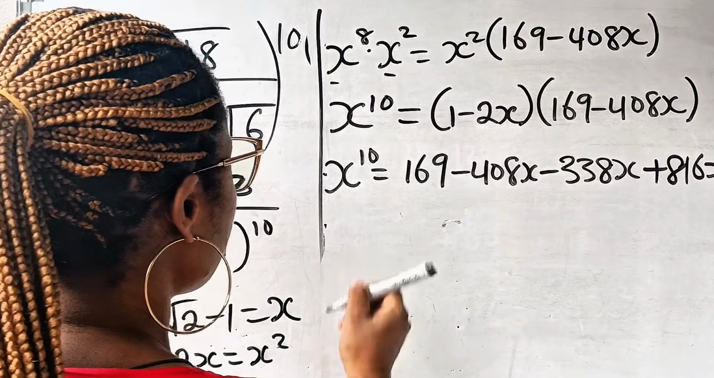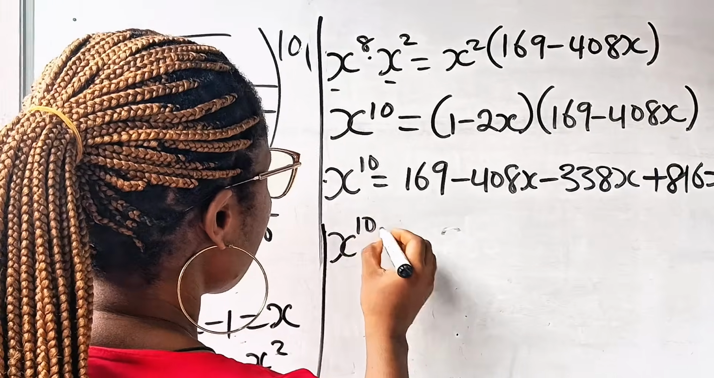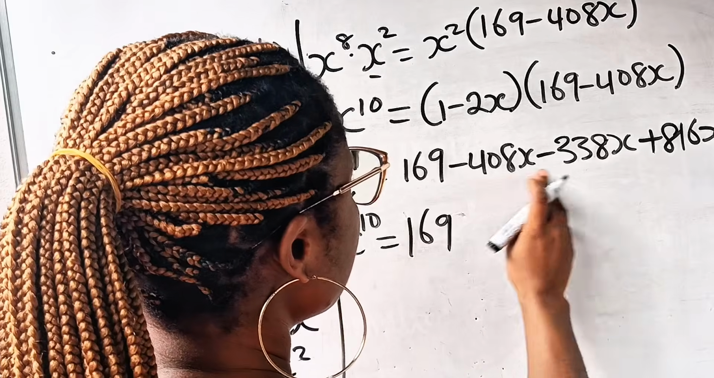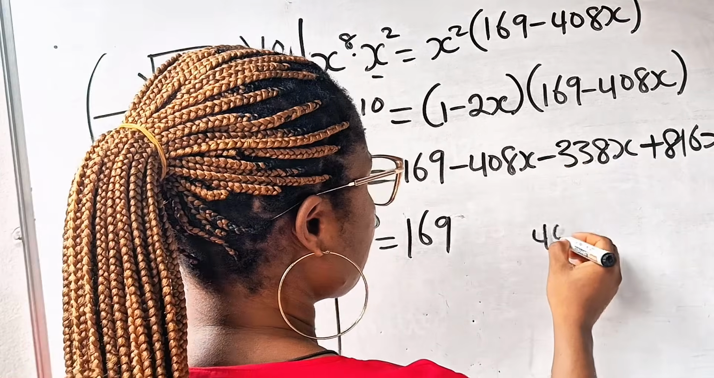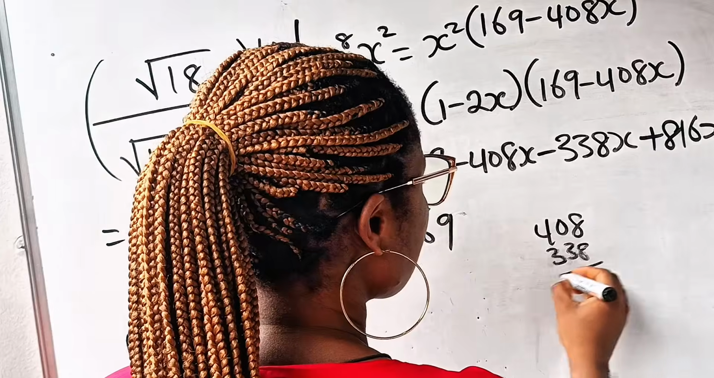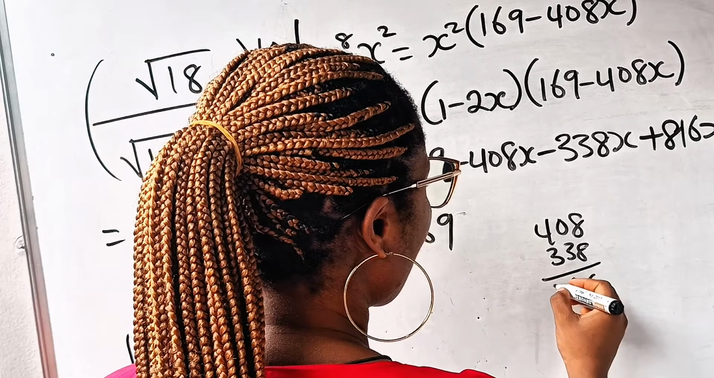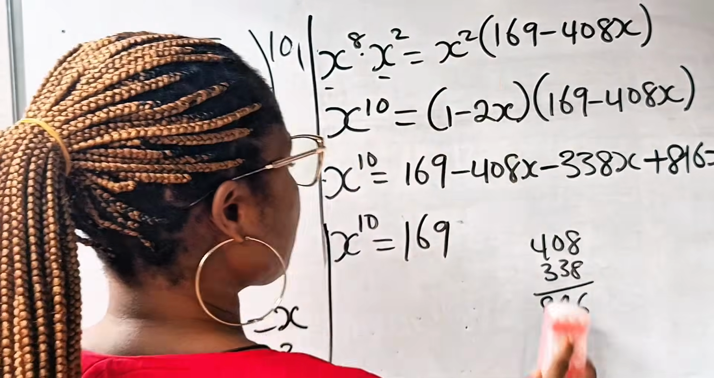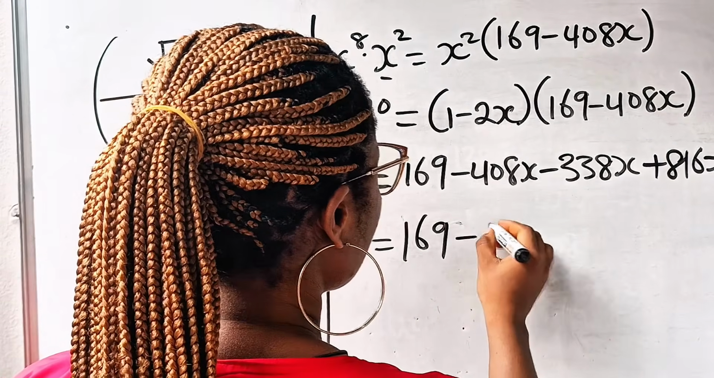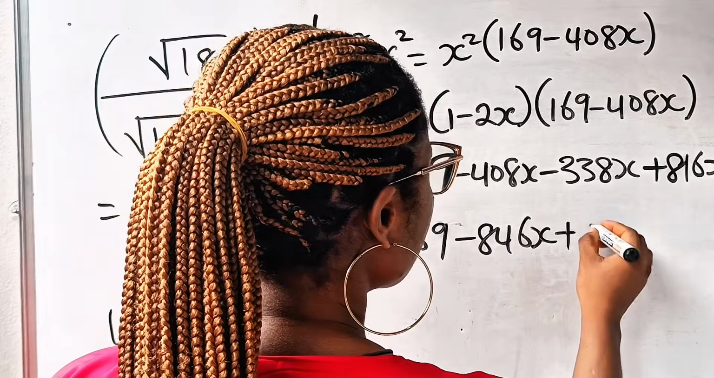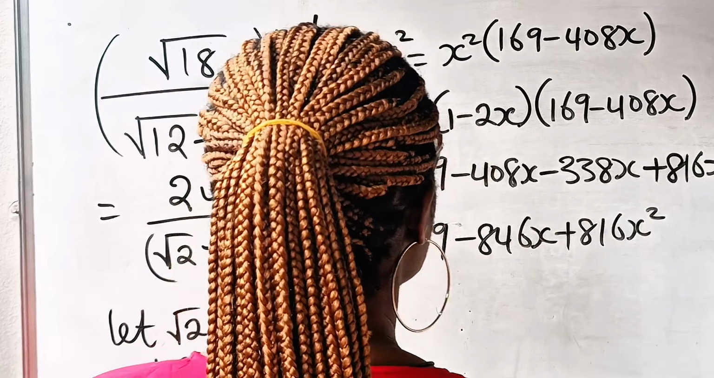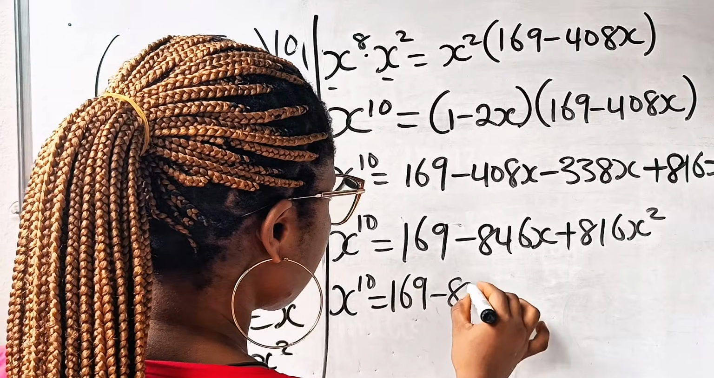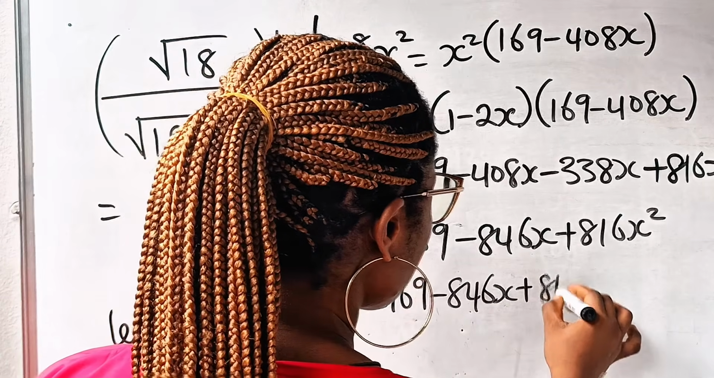So we continue. We have x to the power of 10 is 169. Now minus this minus that. Let's solve it. 408 plus 338. 16 carry 1, 4. 846. So we have 846x plus 816x squared. So we have x to the power of 10 is 169 minus 846x plus 816.